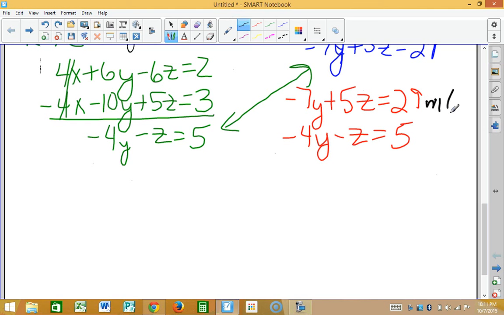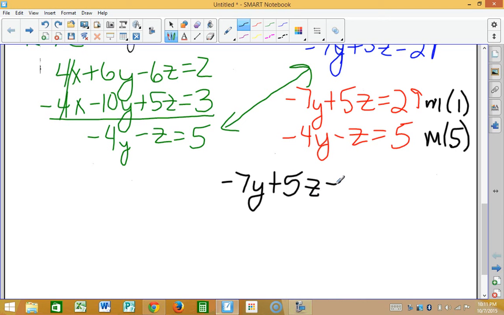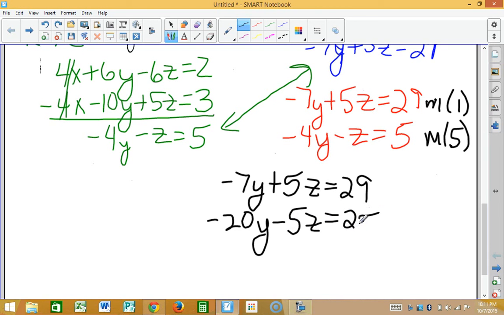So multiply by 1 and multiply by 5. Okay, so the first equation ends up being negative 7y plus 5z equals 29. Nothing really changed there. And here we get negative 20y minus 5z equals 25.